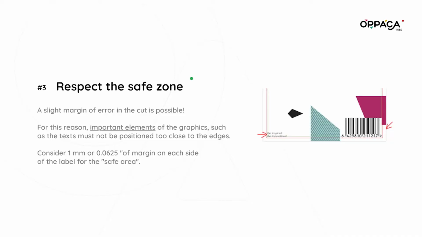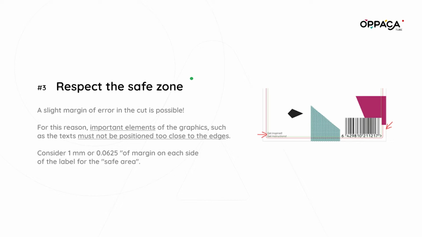Another mistake is to not respect the safe zone. As mentioned earlier, a slight margin of error in the cut is possible. For this reason, important elements of the graphics, such as text, must not be positioned too close to the edges, because in the cutting phase there may be slight deviations which could also cause the latter to be cut.